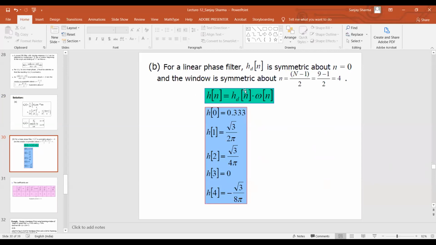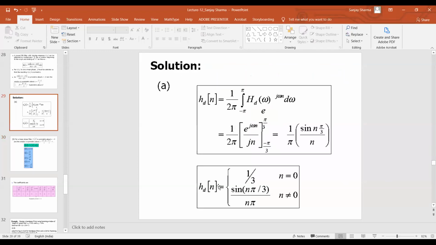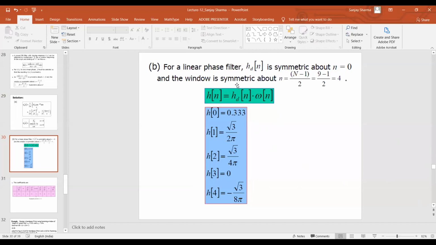All right. But how many coefficients are there? There have to be 9 coefficients because capital N is given to be 9. So we can calculate the other coefficients also by putting the values of n to be 5, 6, 7, 8, right? But what we will do is, we know that the filter is a symmetric filter. For capital N odd, the other 4 coefficients will be the same.